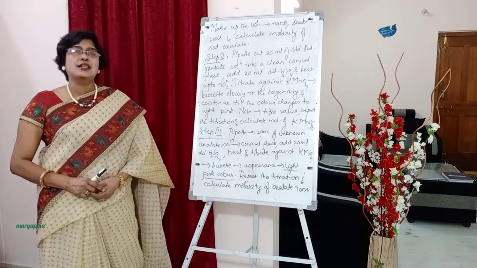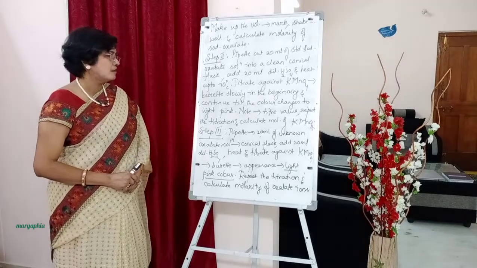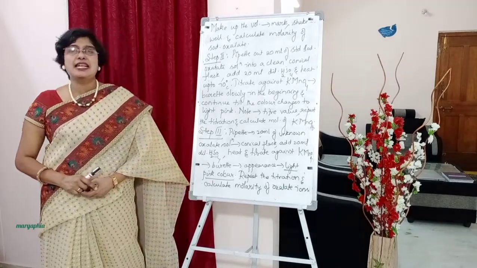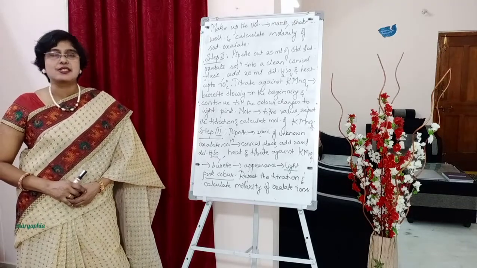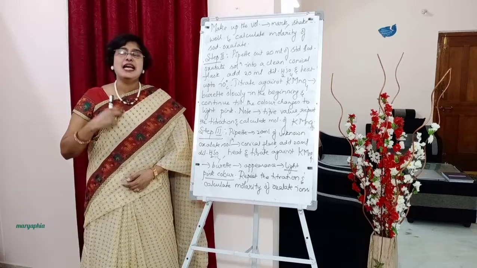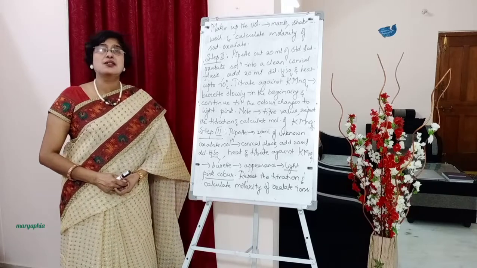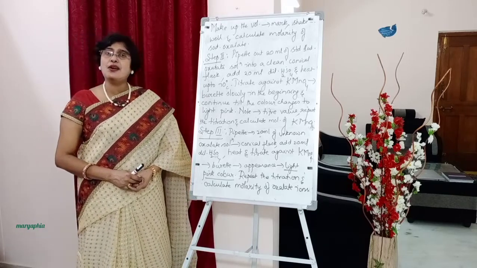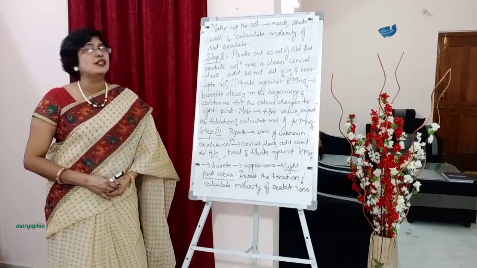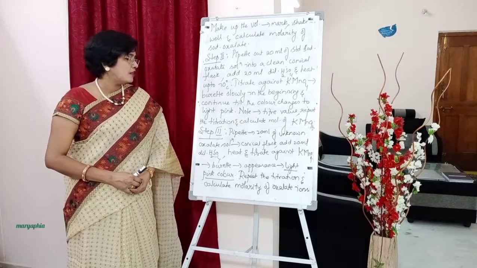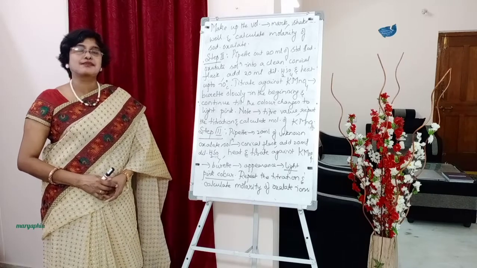Next, note the titer value, comma, repeat the titration. Why do we repeat the titration? To get the concurrent values. And calculate molarity of KMnO4. Okay, so we will know the concentration of KMnO4 using the standard Na2C2O4 solution. Okay, this is the second step. Understood, ma?